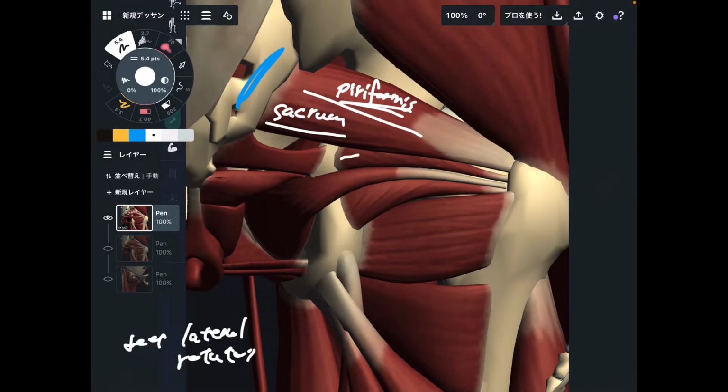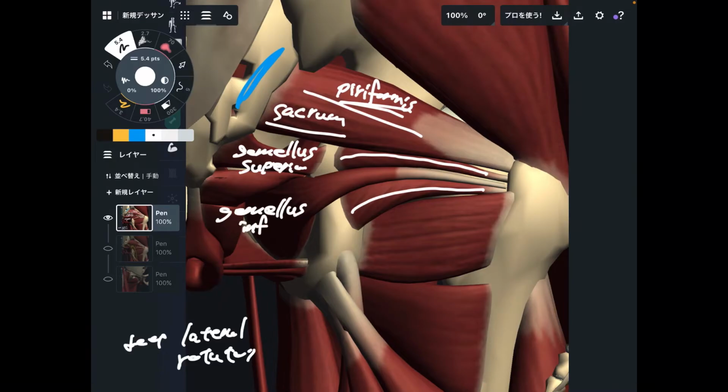Okay. Then this is gemellus superior. What is gemellus? That is kind of the same meaning as gemini. Gemini means twins, right? This is gemellus superior. There should be gemellus inferior. This is gemellus inferior. It's simple, right? Gemellus superior, gemellus inferior. What is the muscle in between these twins? This is obturator internus.